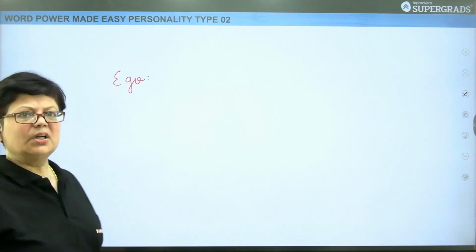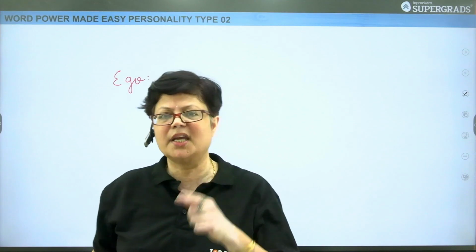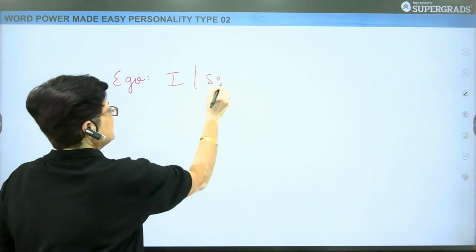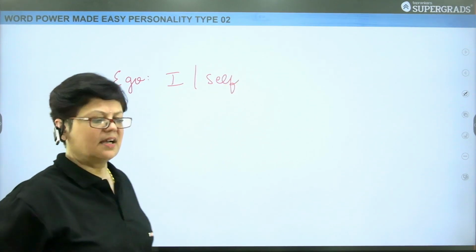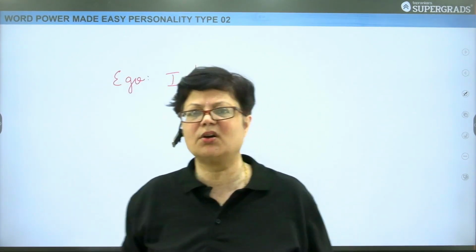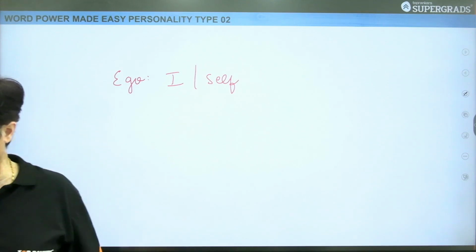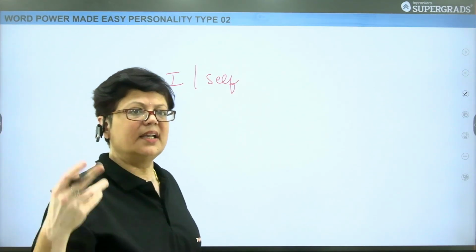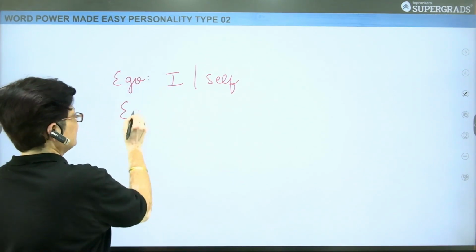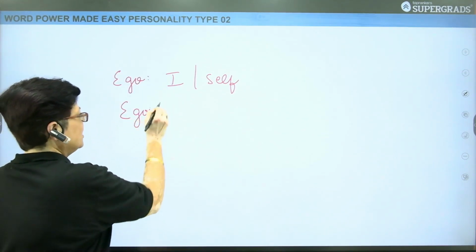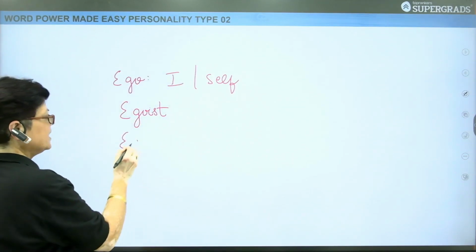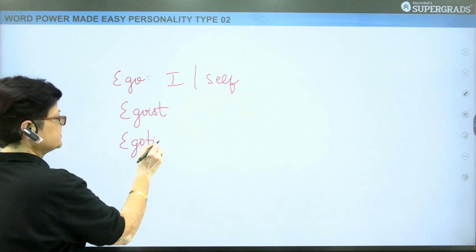The most important word which comes here is ego. Ego means I or self. This is a Latin word which has a very special meaning in psychology also. After this ego, you have done already egoist. Just to recall what we did in the last session, and then we also did egotist.